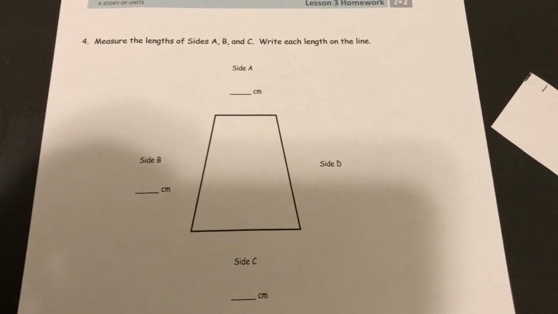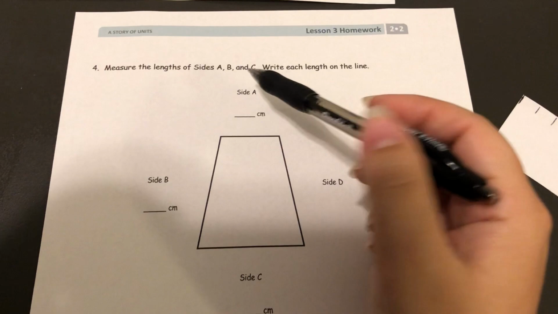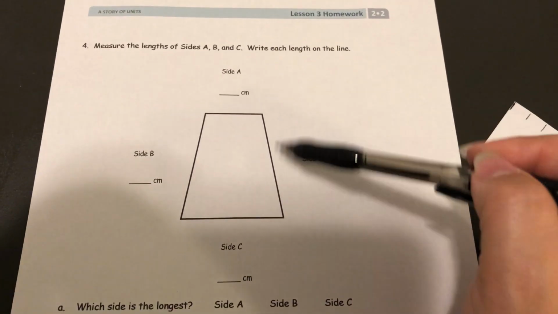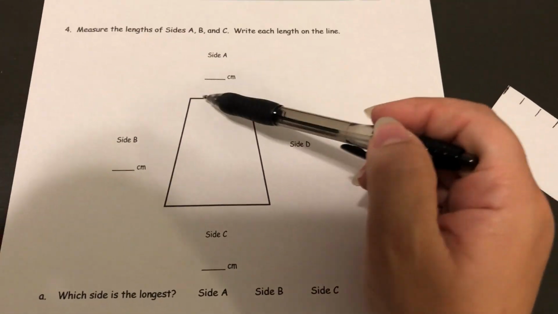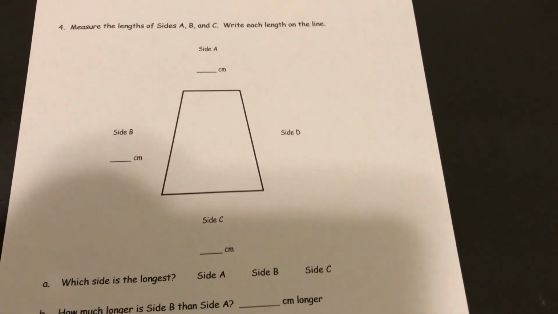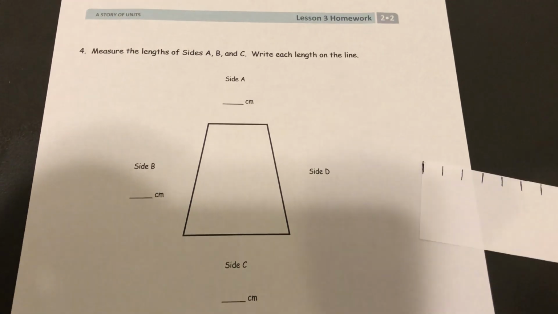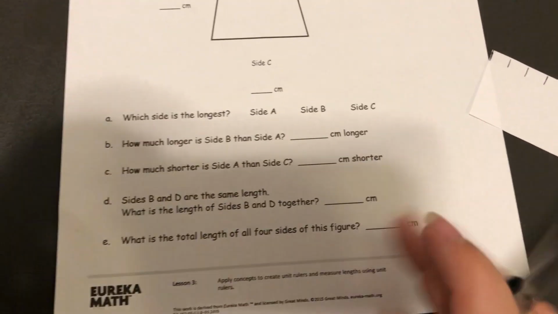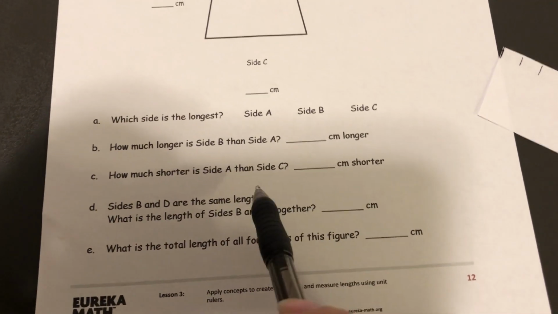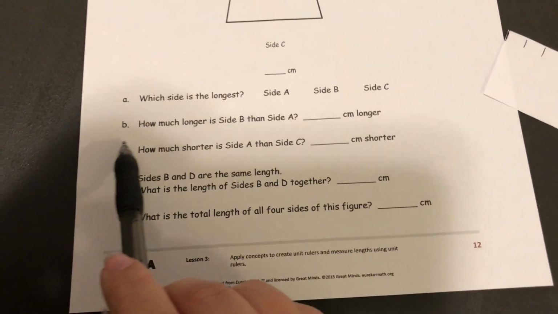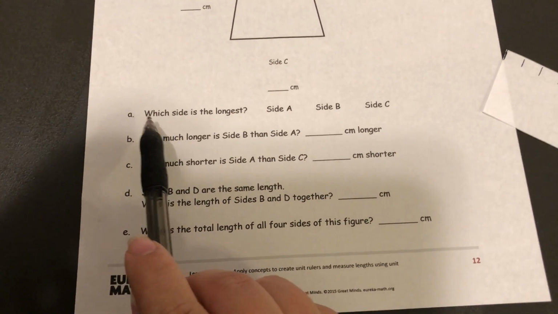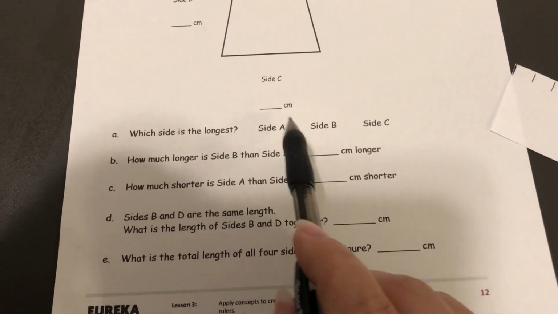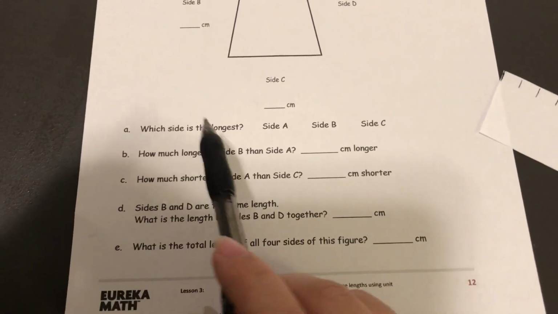It has the shape here, and it wants you to measure all of the lengths of each side. So you're going to do the same thing we did before with your centimeter ruler. You're going to measure each side, and then you're going to go through and answer the questions. So A is fairly straightforward. Which side is the longest? You would just circle which side was the longest.